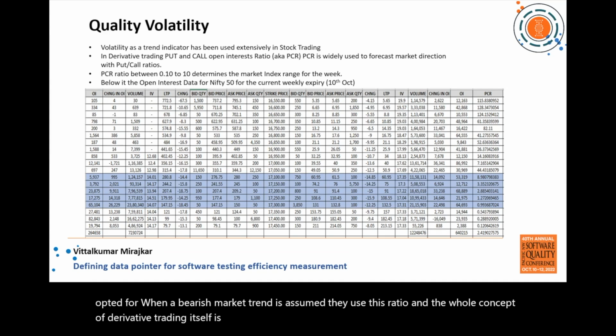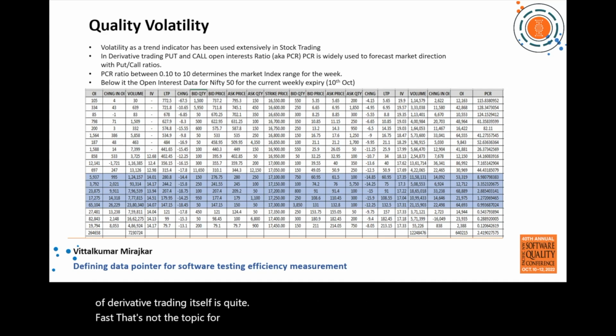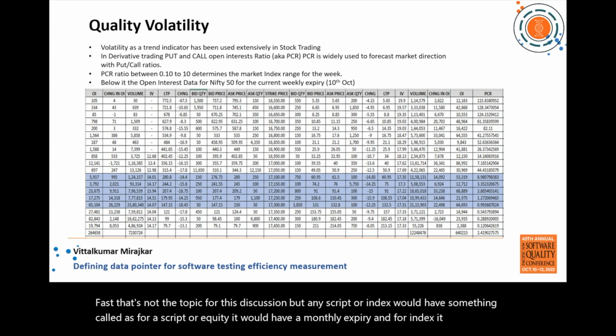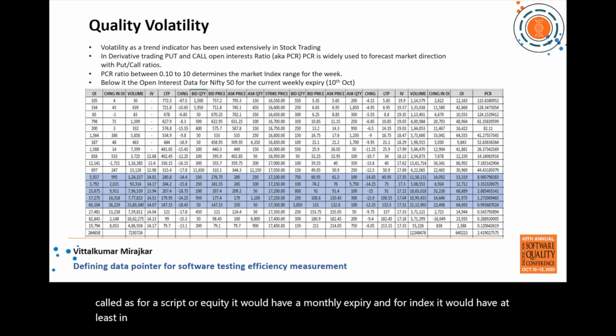That's not the topic for this discussion, but any script or equity would have a monthly expiry, and for an index, at least in Indian stock markets, we have a weekly expiry. And each of these movements is tracked by something called the option chain.